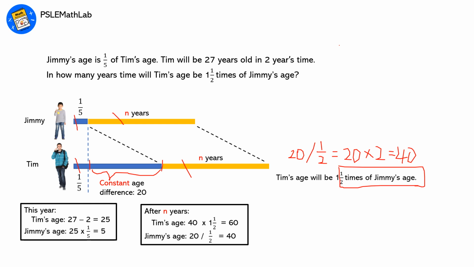Now we wanted to calculate the n, after n years. We can either use Tim's age difference or Jimmy's age difference, which is 60 minus 25, which is 35 years, or we use 40 minus 5, which is 35 years. So the answer is in 35 years that Tim's age will be 1.5 times Jimmy's age.